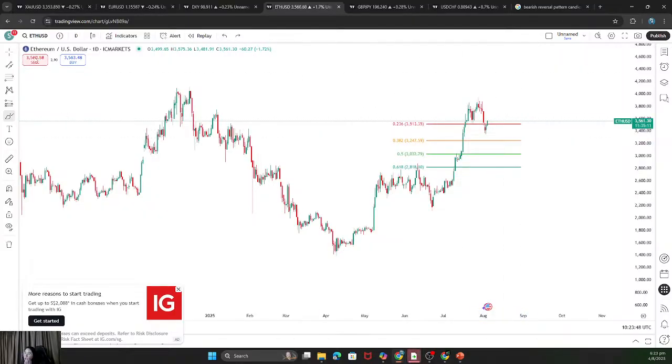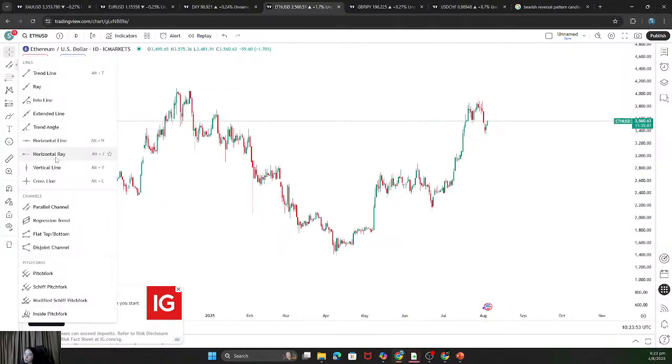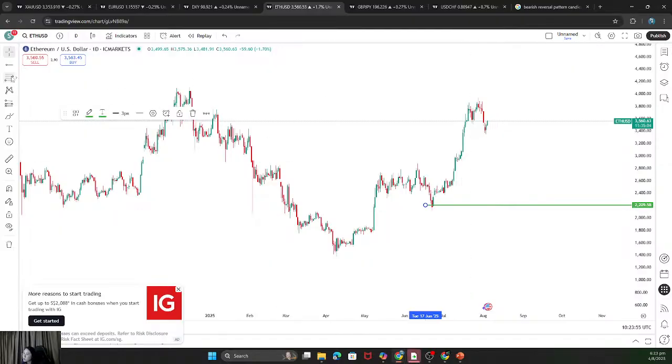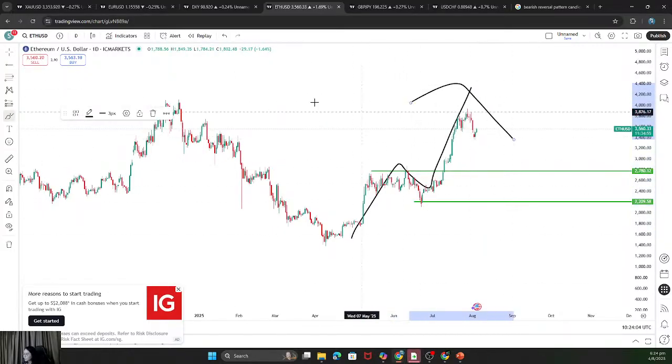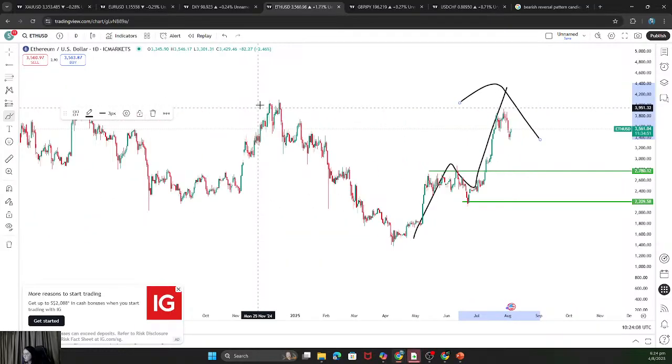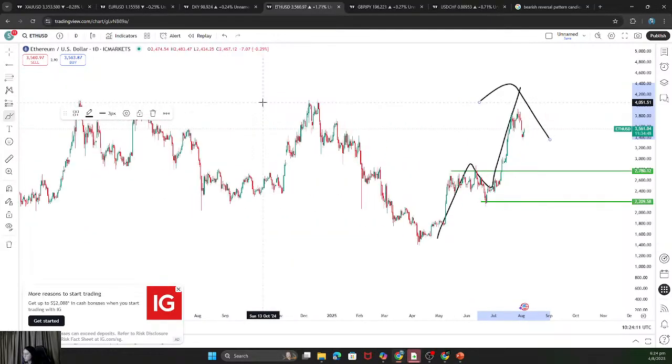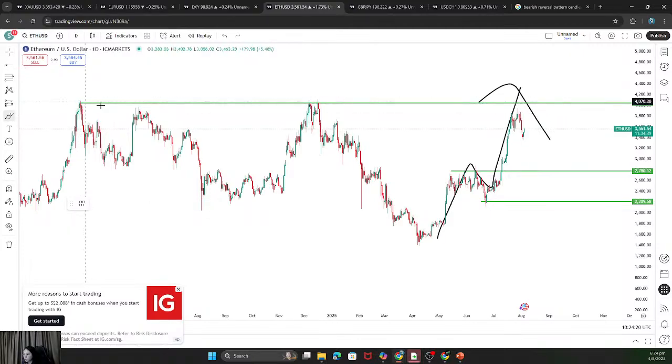Okay, no. I need to just highlight some levels. Let me just highlight some levels and then we'll see. Okay, guys, so for Ethereum, I'm fairly confident the direction is up. Or is it? Let me see. Yeah, I'm fairly confident it will at least try to come and retest this area.